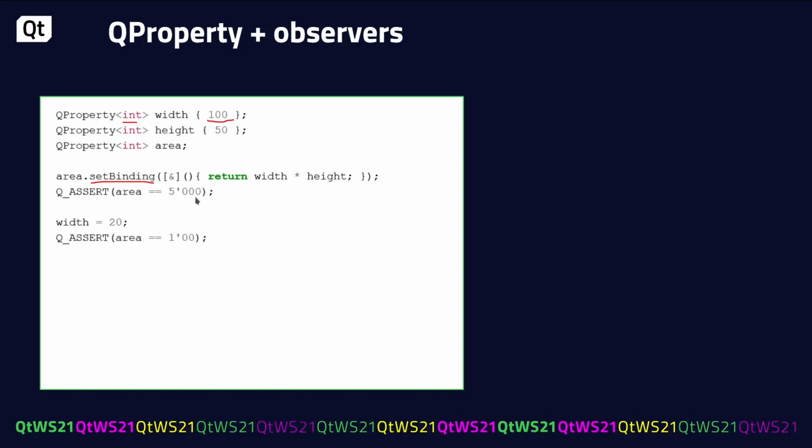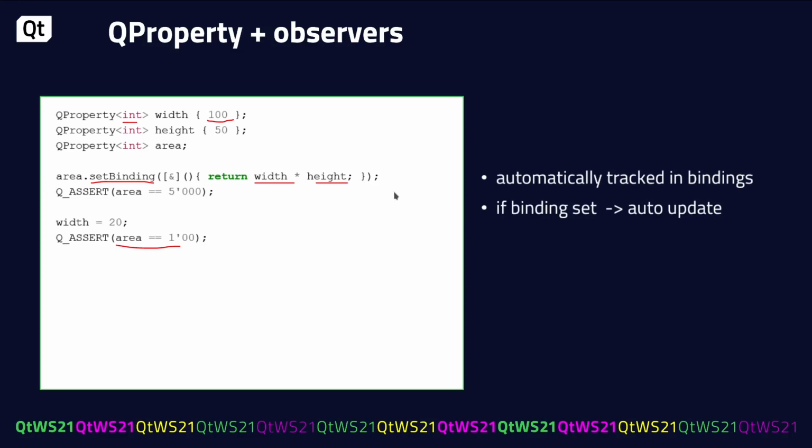But the most interesting part is that if we change any of the dependencies of that lambda, in our case width or height, and they are also a QProperty, then the resulting value will be updated. And that's the nice part about bindings. They are tracking their dependencies automatically, so we just have our lambda here and didn't have to specify anything in addition that we are observing width or height.